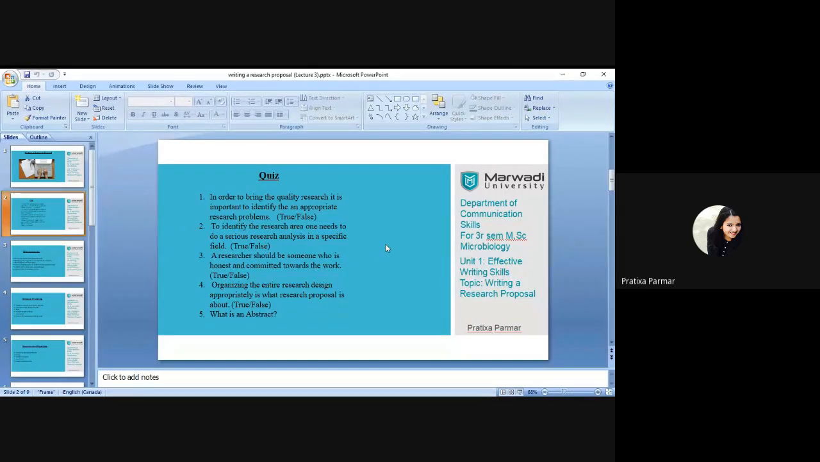Question number 3. Is there anyone who would like to justify the answer? A researcher should be someone who is honest and committed towards the work. Yes, justified. Why? Number 4, organizing the entire research design appropriately is what research proposal is all about. What do you think about this? Would you like to comment on that? Is there anyone who would like to comment on that?